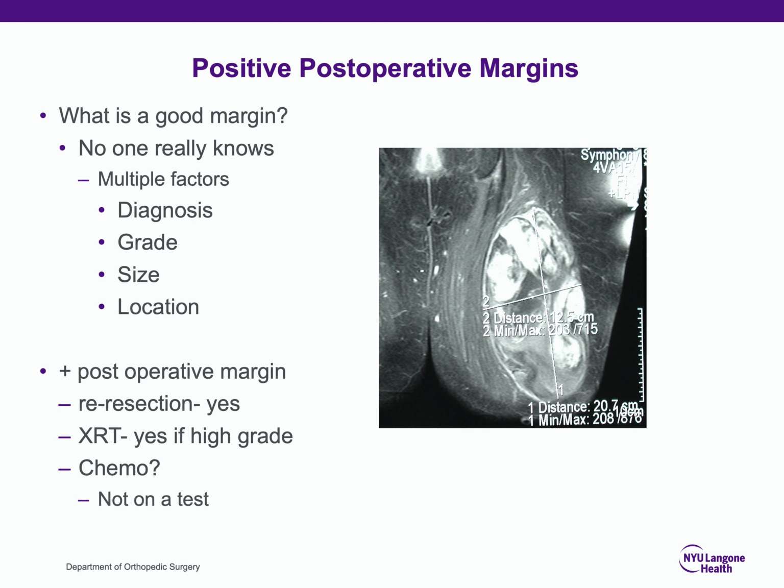What do you do with a positive postoperative margin? And what is a good margin? No one really knows. It depends again on multiple factors, what the diagnosis is, the grade of the tumor, obviously very important in terms of its potential to spread or regrow, size, location, all important factors. So we really don't know what a good margin is, and I'm not sure we ever will.